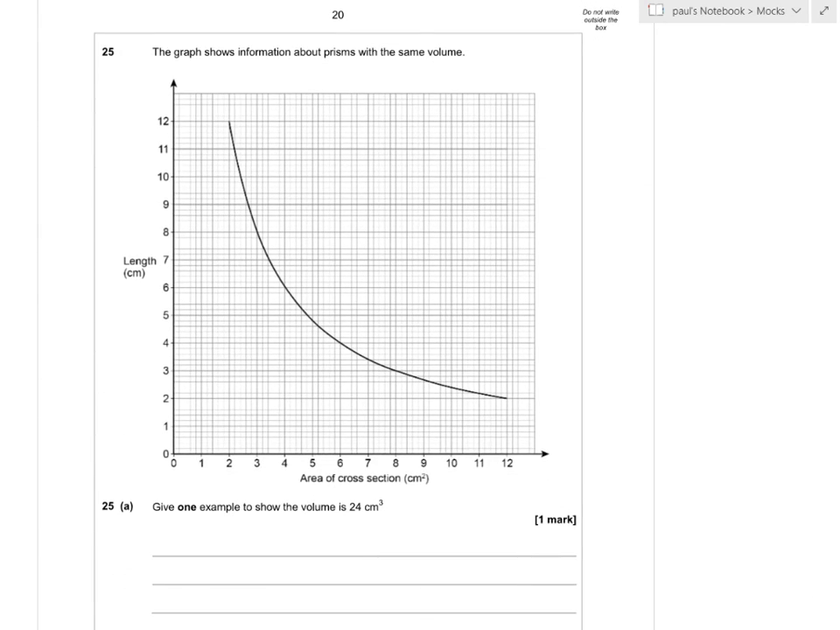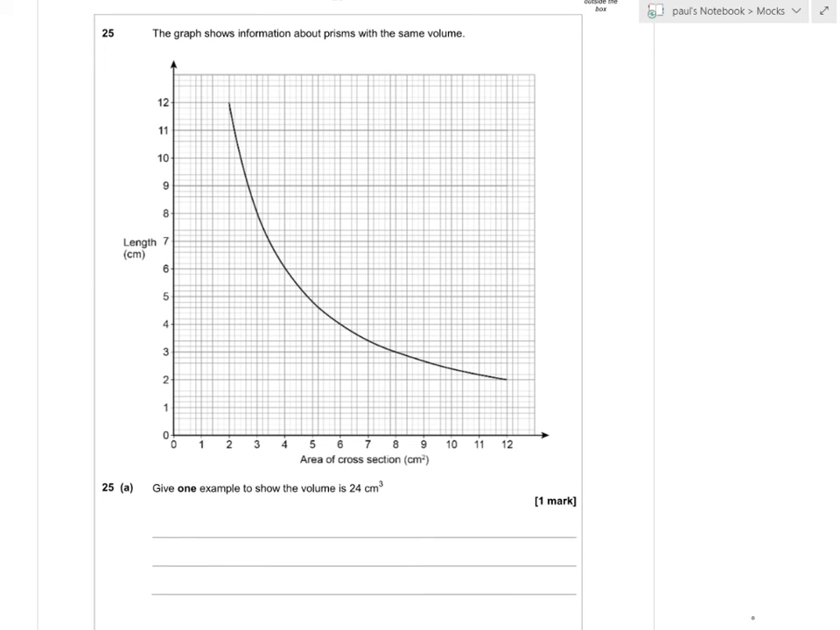Oh, here's a graph about prisms and volumes and stuff. Give one example to show the volume is 24. Well, a volume is, say, a prism. Here's a prism. Ta-da, that shape. So you're doing the area of that times the length to work out the volume. So you're just going to multiply these two together, to make something that makes 24.